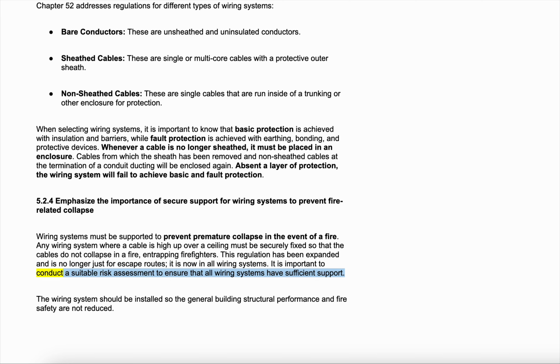It is important to conduct a suitable risk assessment to ensure that all wiring systems have sufficient support. The wiring system should be installed so the general building structural performance and fire safety are not reduced.